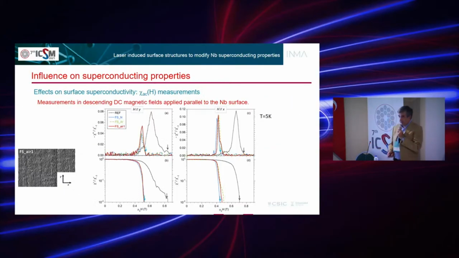Here you also can measure the same behavior, just applying a DC field and measuring the AC susceptibility. You start with high fields and then you decrease the field, and you see, for instance, how the absorption of the sample that was not processed in air starts at high fields, while the sample that has been processed with laser has been shifted to lower fields and is sharper.